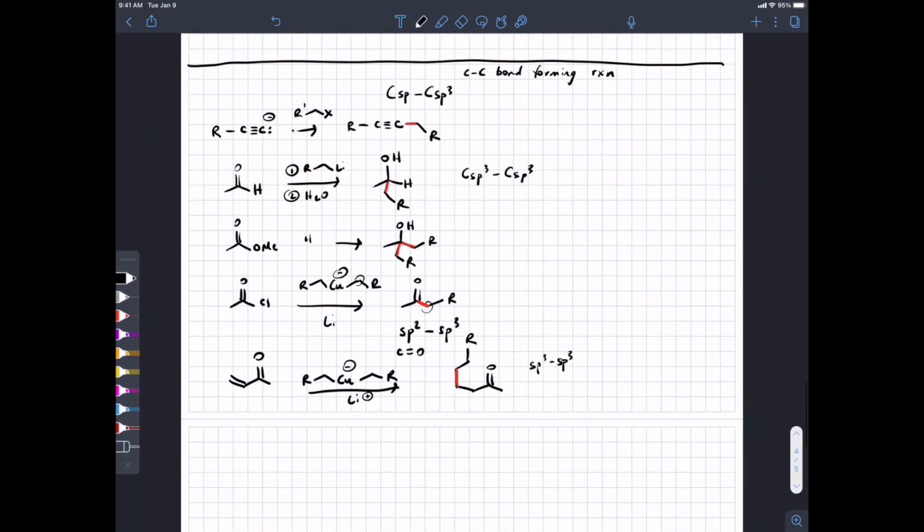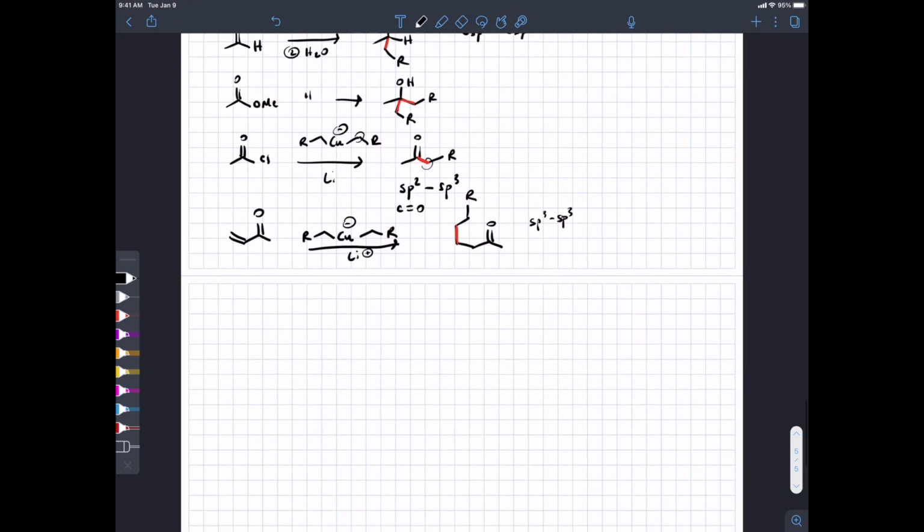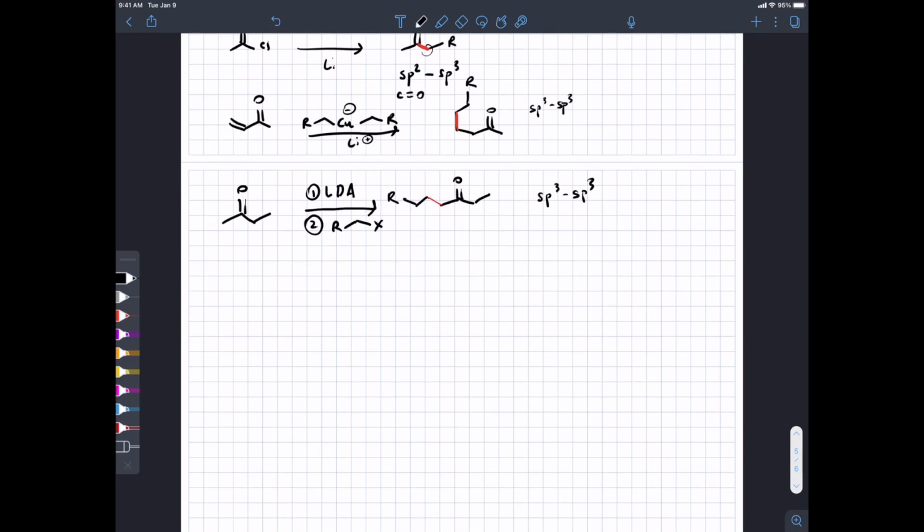And that was a lot, but then we made it worse. Right? We did enolate alkylation, where you could take some ketone and use LDA to quantitatively make the less substituted enolate, and then you could add an alkyl halide, and that would allow you to make a new bond here. And that's also an sp3 carbon-carbon bond.